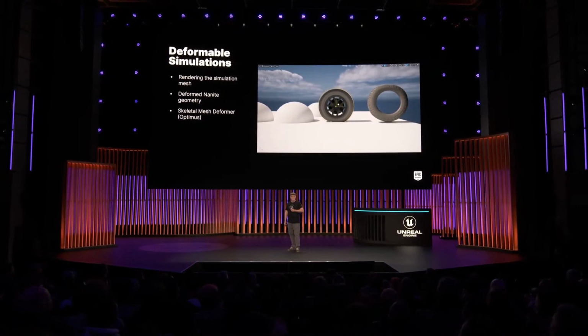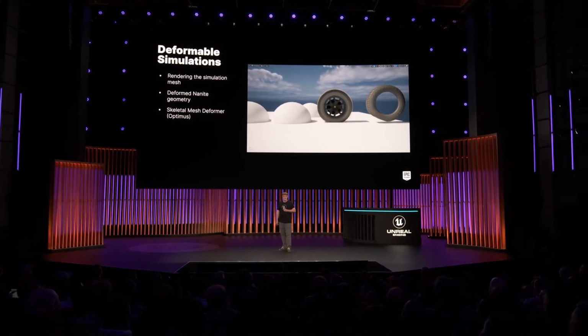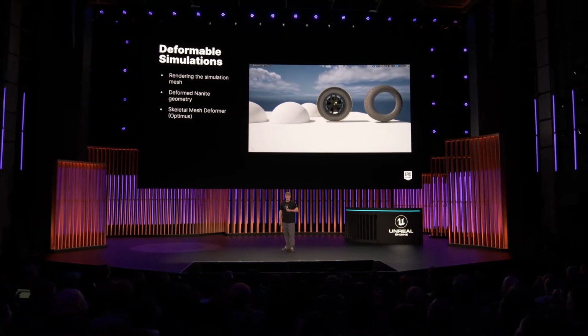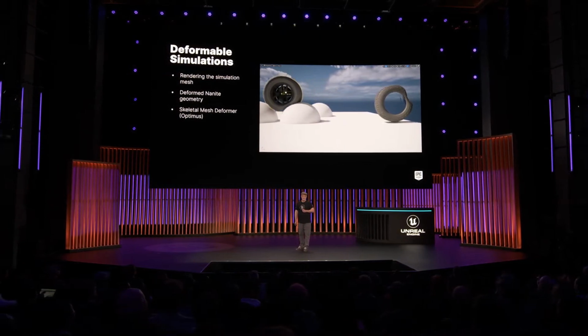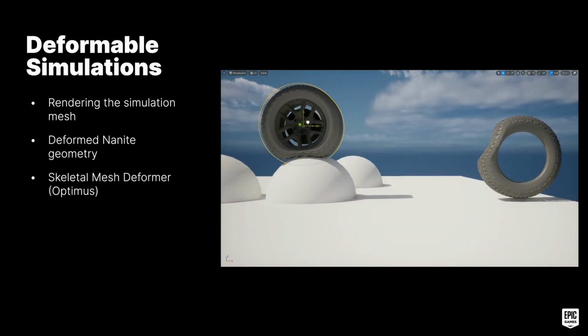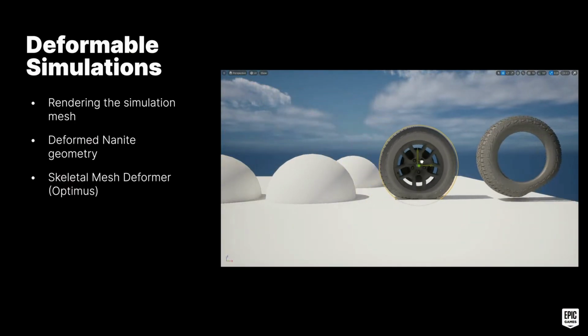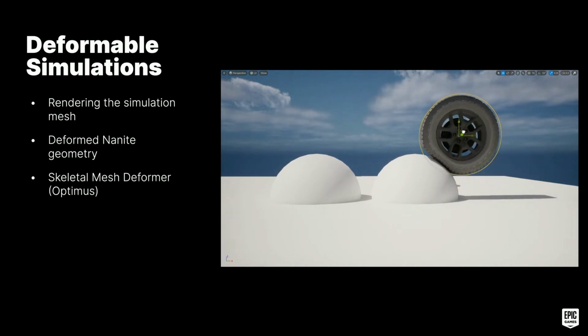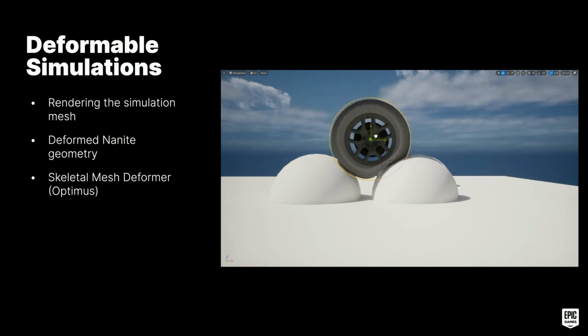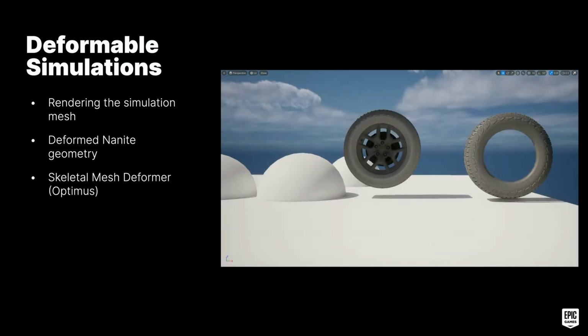Lastly, to see the results of the simulation, we transfer the simulation mesh onto a higher resolution surface for render. This approach can target both Nanite and skeletal mesh geometry types. For the Rivian, we are using texture maps to deform the Nanite geometry. However, skeletal mesh deformations can be accomplished through an Optimus deformer as well.